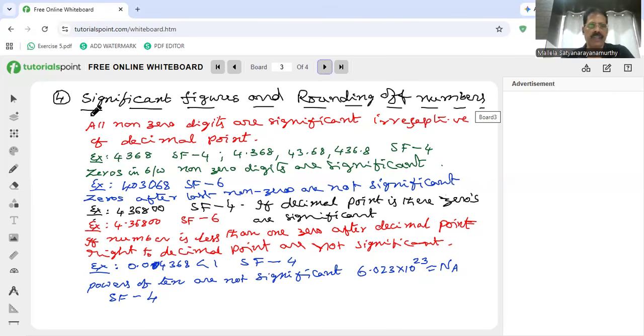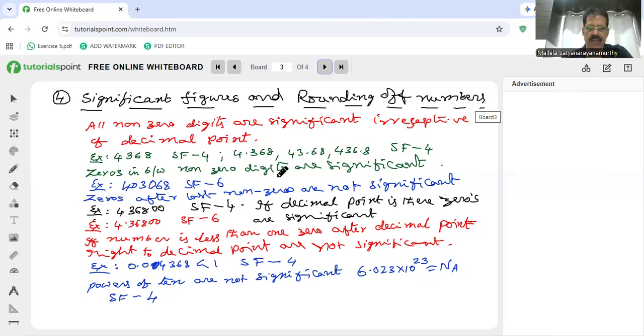Okay. Now, significant figures. All non-zero digits are significant irrespective of the decimal point. So here I have taken one example, 4368, significant figures is 4. Irrespective of the decimal point, that means if you put the decimal point anywhere, the significant figure number should not get disturbed. If the decimal is there or not there, if it is a non-zero digit, it will be counted as a significant figure.